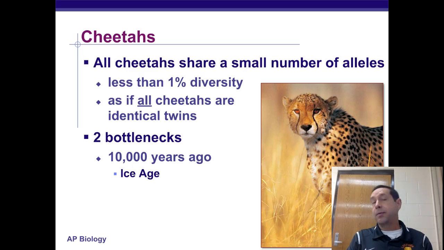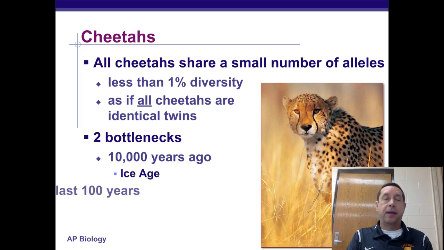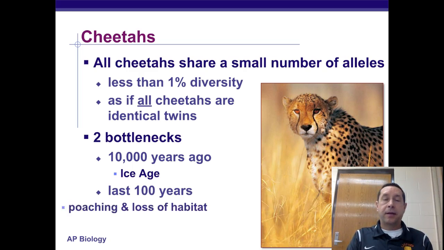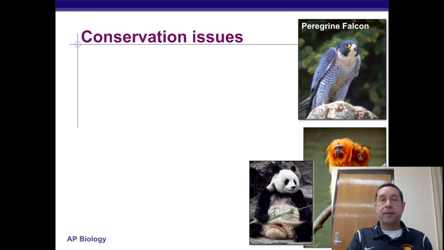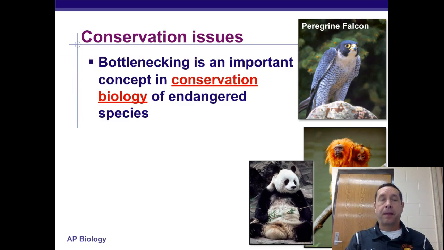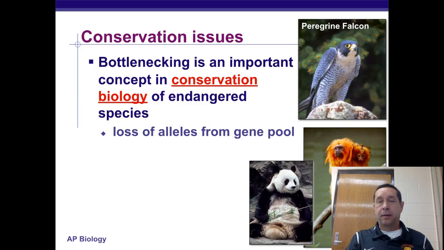About 10,000 years ago, we had an ice age. Cheetahs are not adapted to ice. In the last 100 years, poaching and loss of habitat created another one. So bottleneck effects have conservation issues. It's easy to lose alleles from gene pools in very small populations.